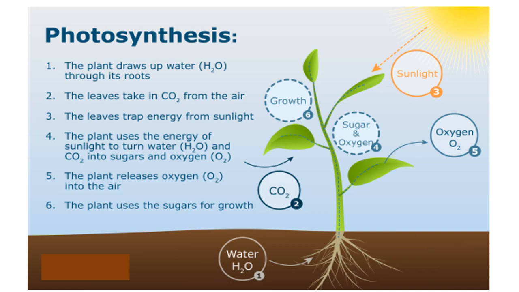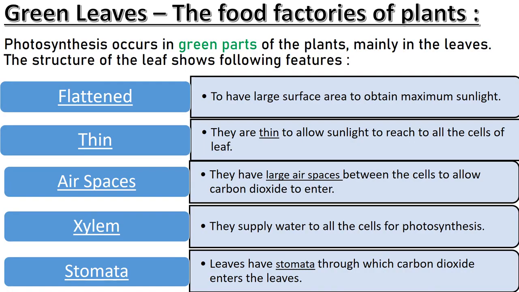We are already aware that the sugars are stored in the form of glucose during the process photosynthesis. Point number 5. The plant releases oxygen into the air. This is also represented in the circle denoted as 5. And lastly, the plant uses these sugars for growth. We all know that green plants are also known as the food factories of the plants.